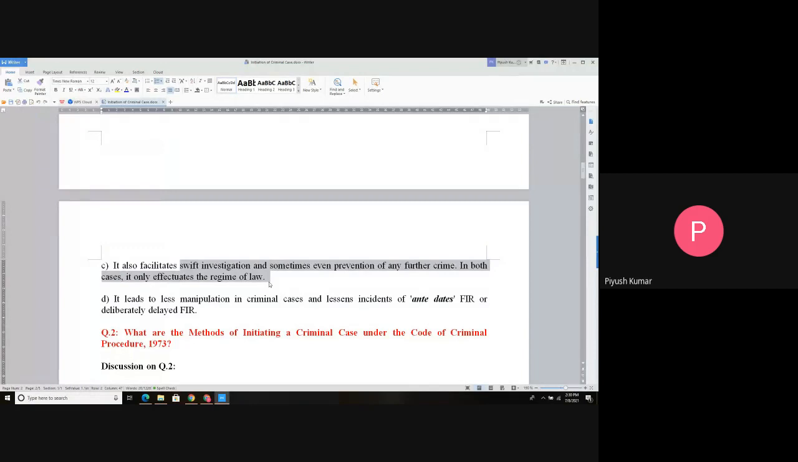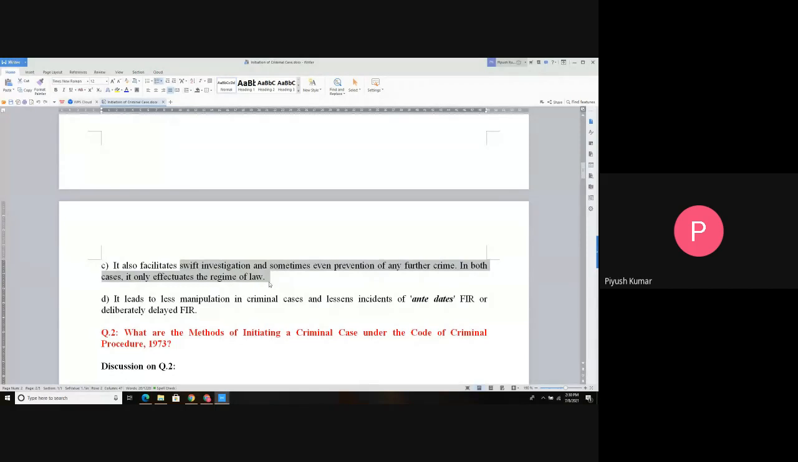And finally, if you report the crime on time, then it leads to less manipulation. So one is reporting a crime after an afterthought, after deliberating upon it, after weighing the cost and benefit of reporting a crime. And the other is when you immediately report the crime. If you immediately report the crime, then police would get more opportunity to investigate the case more effectively.